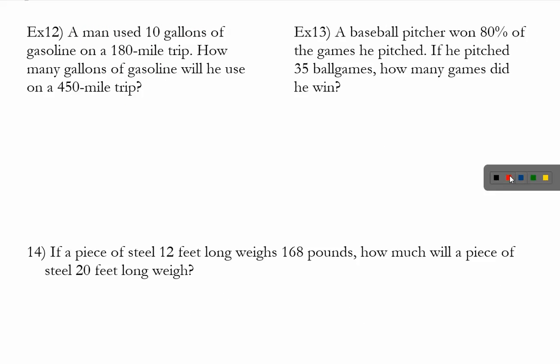Alright, and final two examples of this particular set. So we're going to look at setting up proportional word problems. In this first one, we need to figure out what two objects we're talking about, or two focuses. A man used 10 gallons of gasoline on a 180 mile trip. So right here, we're going to deal with gallons of gas, which will be the first thing that I noticed they mentioned, and the second one is miles.